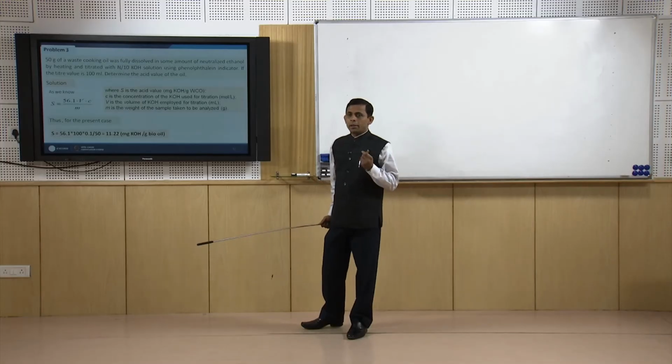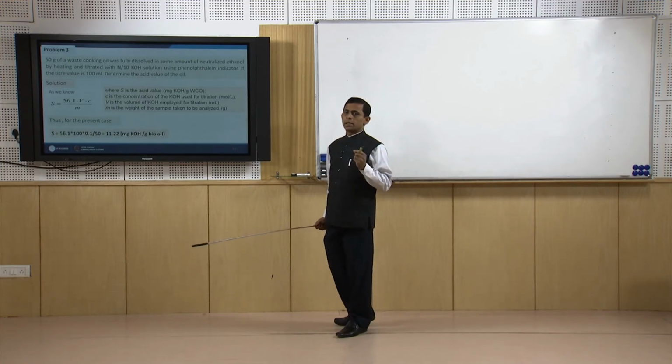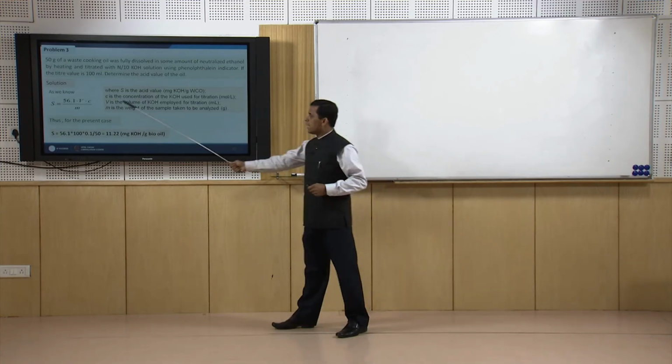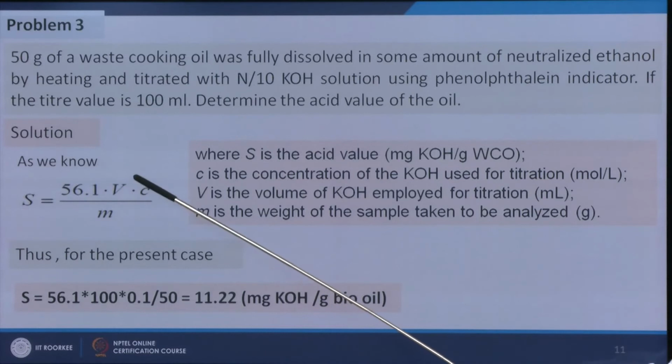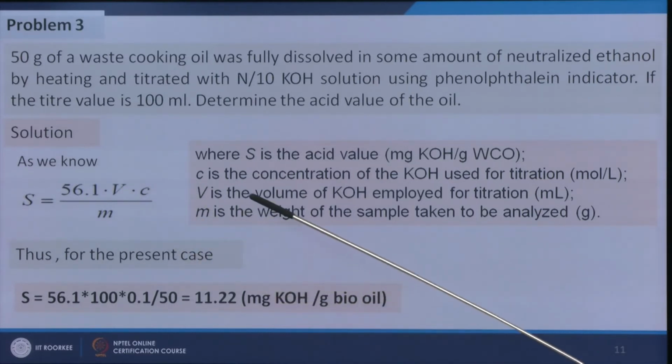For that, we have already discussed in the previous module that acid value can be determined as per this formula: 56.1 into V into C by M. What is V and C and M?